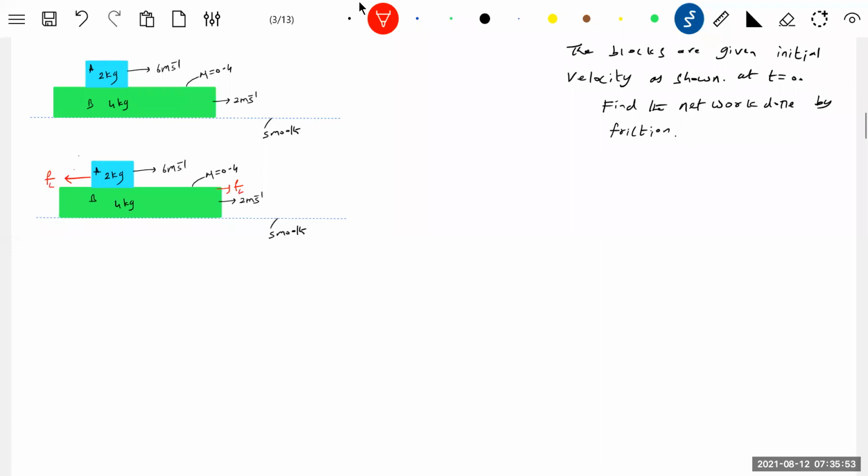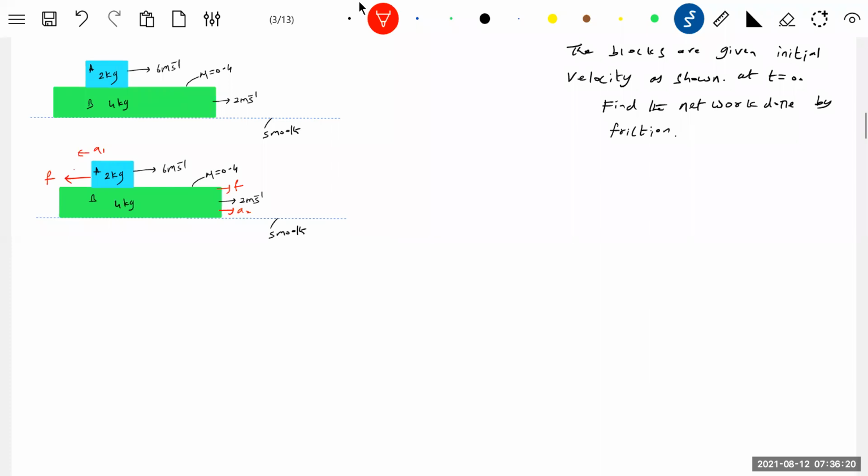I'll write it as F_k, limiting or just call it kinetic friction. Slipping will occur. Then we know what this friction does: it will retard the motion of this block, and it will accelerate this block. Find the net work done by friction.